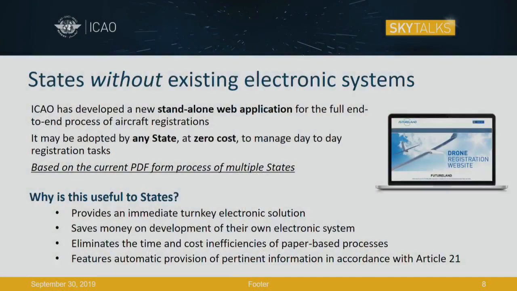Why is it useful to states if they were to adopt this? Well, hopefully it's becoming readily apparent. First of all, it will provide an immediate turnkey solution to those states. It will save that state money on development of their own electronic system. It will eliminate the time and cost inefficiencies of current paper-based processes. And of course, as I mentioned, it will feature automatic provision of the pertinent data to ICAO so that a state can be in accordance with Article 21 of the Convention. Tick box, no extra effort required.